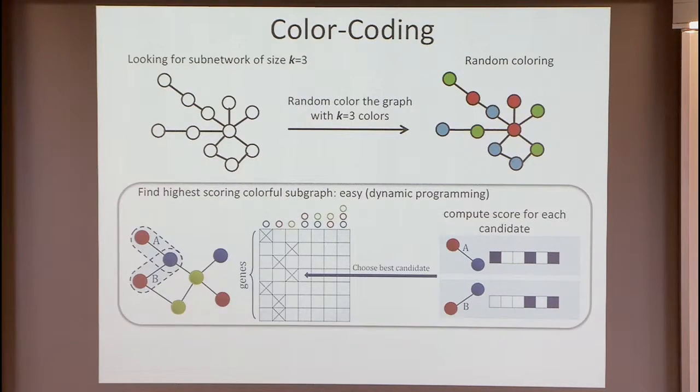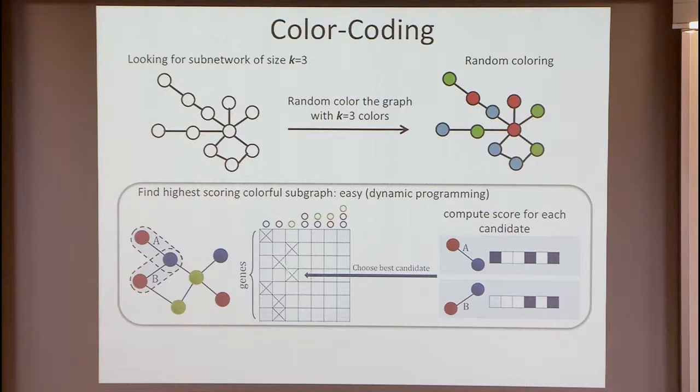And now, once we have fixed the coloring of the graph, we can find the highest scoring colorful subgraph, that is, a connected subgraph that contains all k colors, pretty efficiently using a dynamic programming approach. And this is pretty efficient when k is small. In particular, when k is at most of the order of the logarithm of the number of vertices in the graph. Okay, so how does this dynamic programming approach work?